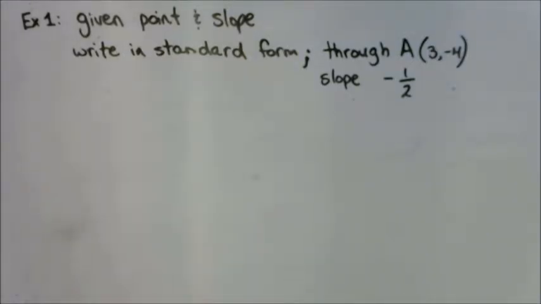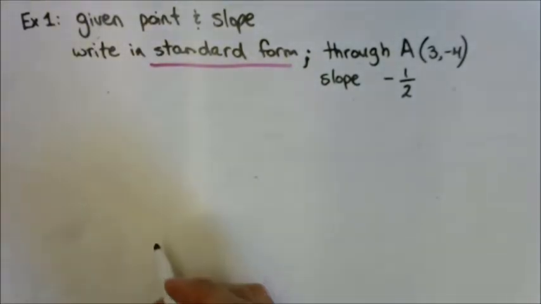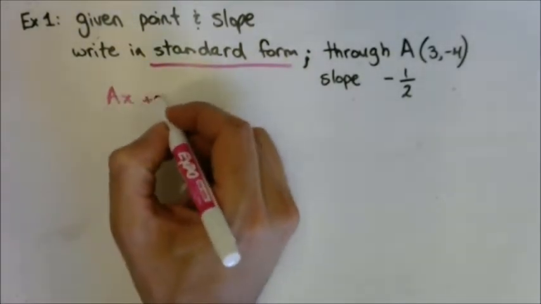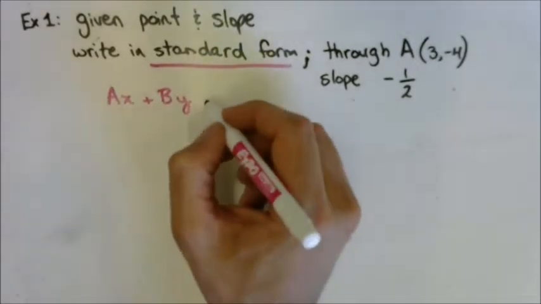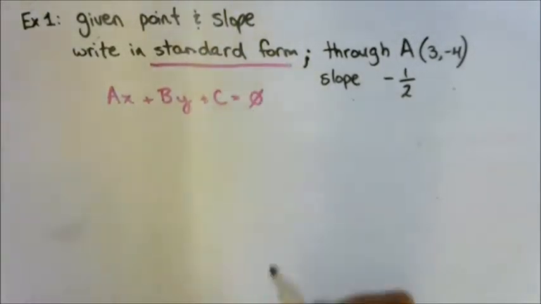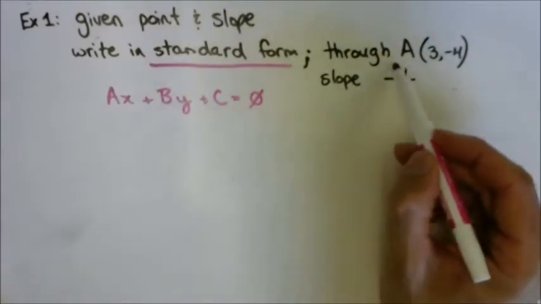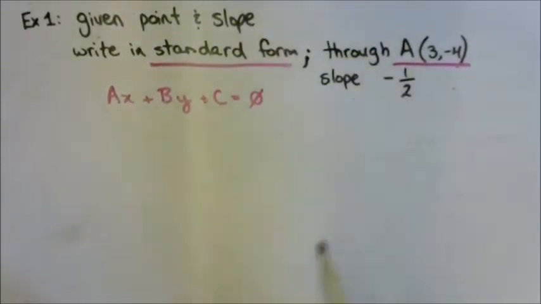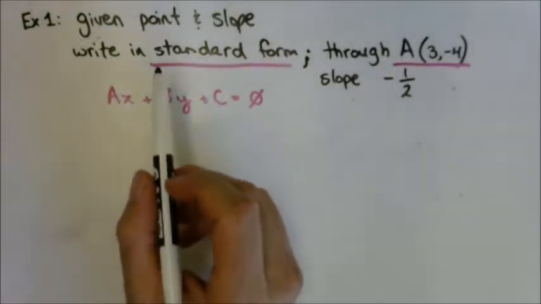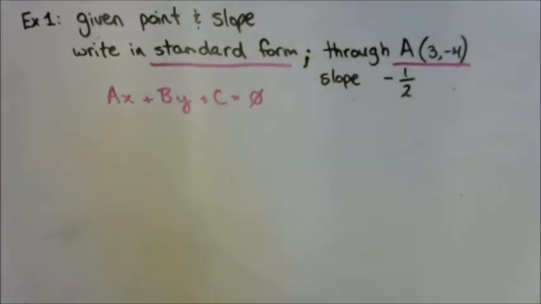In example 1, we are given a point and we are given the slope, and we're asked to write the equation in standard form. So whatever I do at the end, I need to end up with something like this: ax plus by plus c equals 0. I know it goes through the point A, and I know it has a slope of -1/2. So m equals -1/2. Which form should I use? Slope y-intercept, or point slope formula, or standard form? Well, I'm going to use point slope form because that's what I've been given.